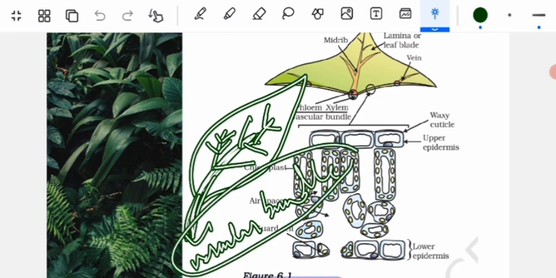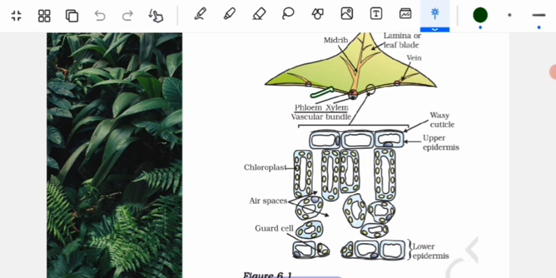You know what the meaning of vascular bundle is from class 9th? It has two types. One is phloem and one is xylem. Phloem is for food transportation and xylem is for water transportation.